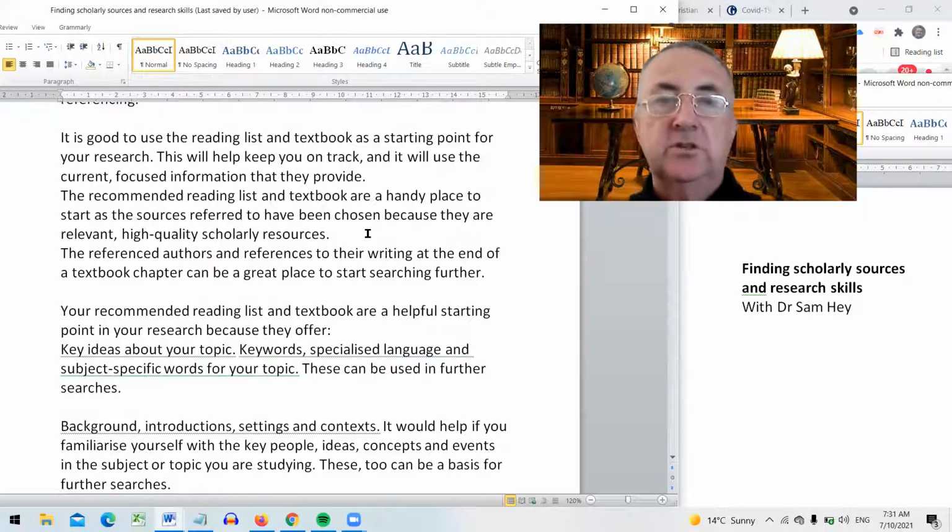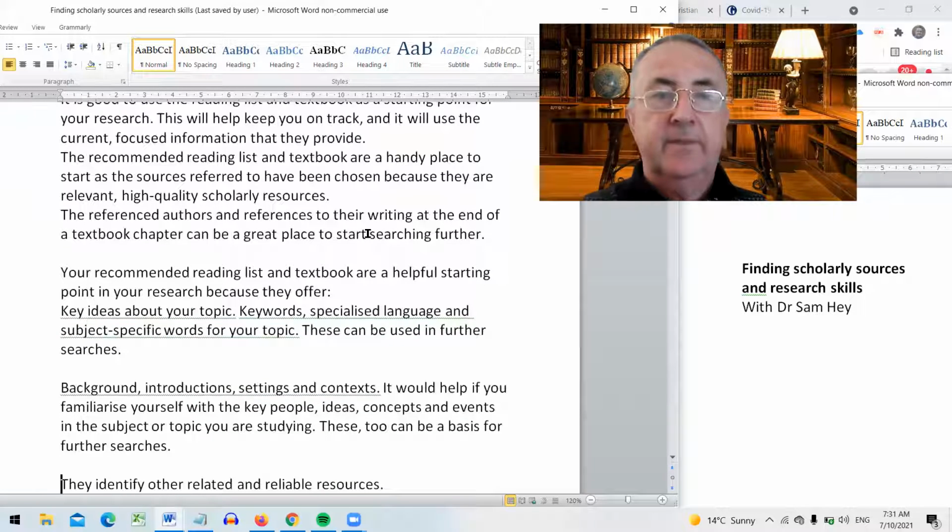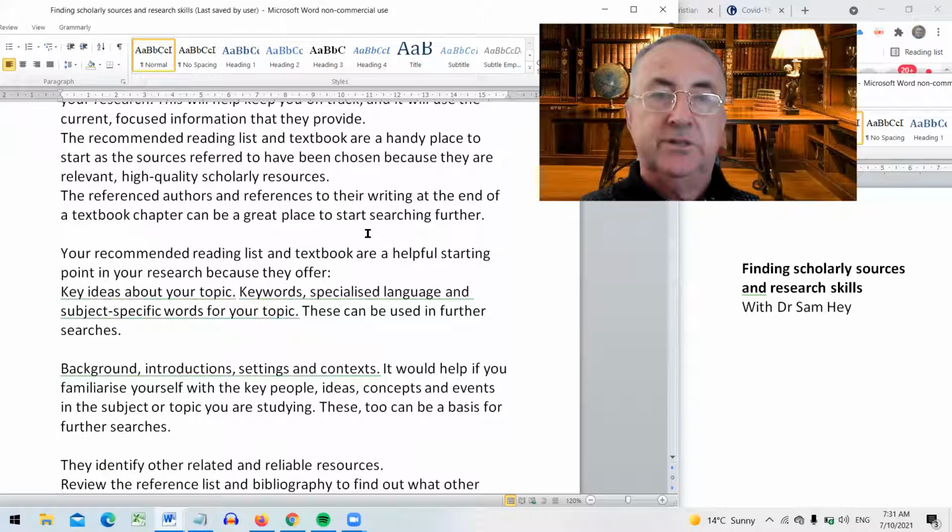It's also good to use the reading list and textbook as a starting point for your research. This is going to keep you on track. It'll guide you as to the most current and focused information that you're going to be looking at. The recommended reading list and textbook are often the handy place to start searching for the resources.